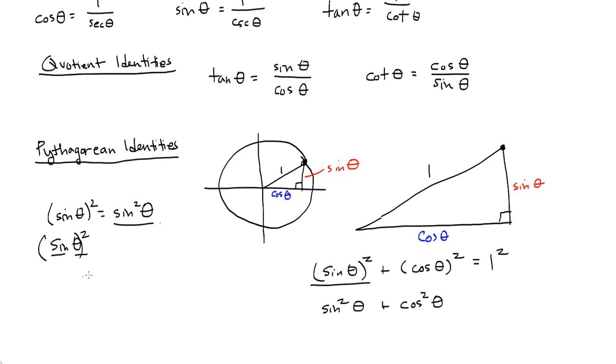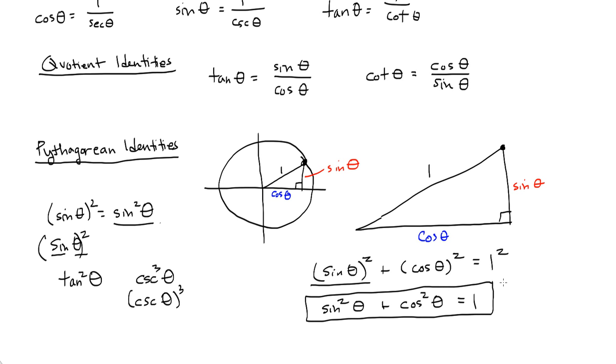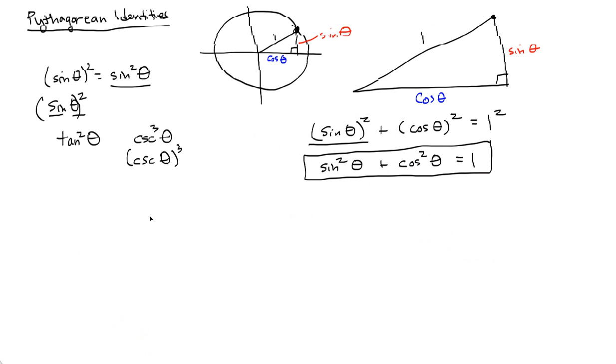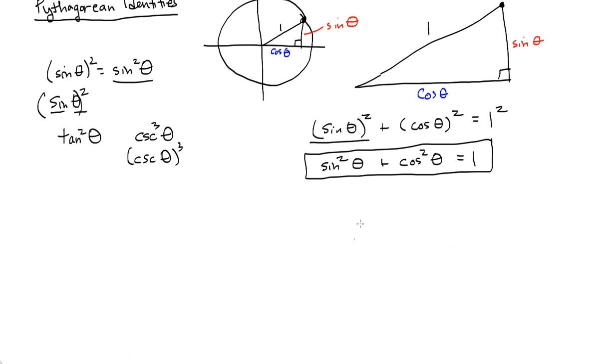We can do it with any trig function. If we want to talk about the tangent of theta squared, we write tan squared theta. We could even use higher powers, like cosecant of theta cubed. So sine squared theta plus cosine squared theta equals 1 squared, which is 1. There's my first Pythagorean identity. Pretty important, and we'll use it later on when we prove some other identities.